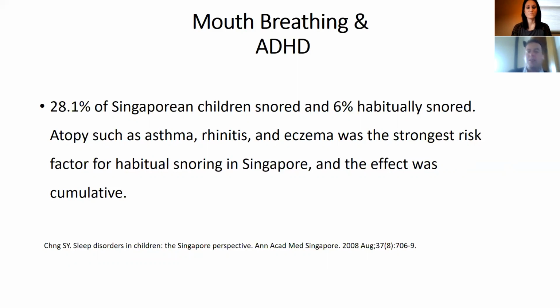So here's the relationship again. 28% of Singaporean children snored. 6% of them snored habitually. And allergies such as asthma, rhinitis, eczema was the strongest risk factor for habitual snoring in Singapore. So again, rhinitis, allergic rhinitis, asthma, and of course there's a huge link between rhinitis and asthma, because asthma is inflammation of the lungs and rhinitis is inflammation of the nose.